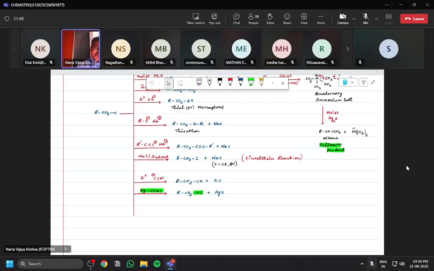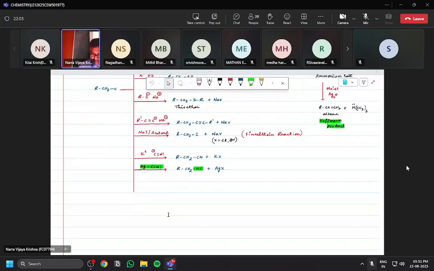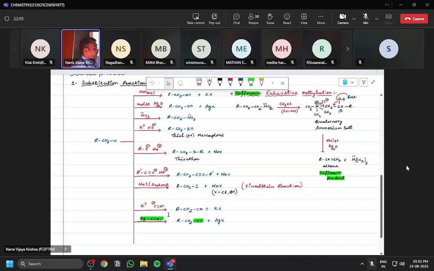So in previous class, we were studying substitution reactions. Whichever species has a negative charge or a lone pair of electrons will attack the carbon, making this X leave and be replaced, right? So we have seen this in the case of KCN, AgCN.